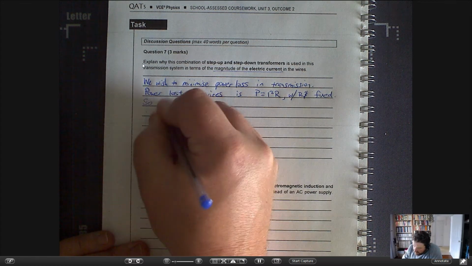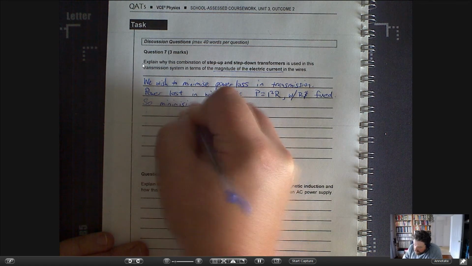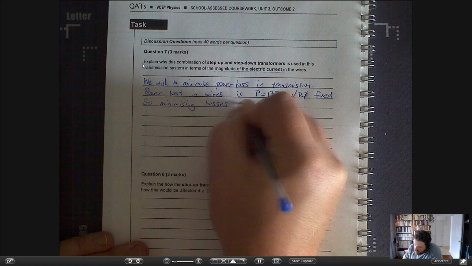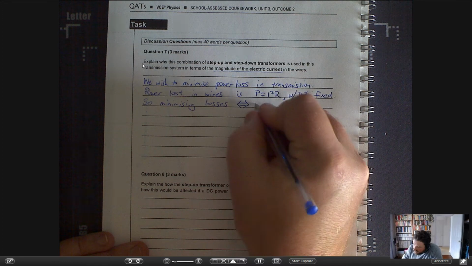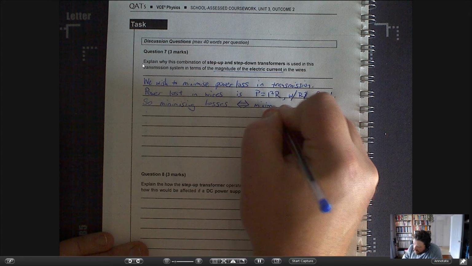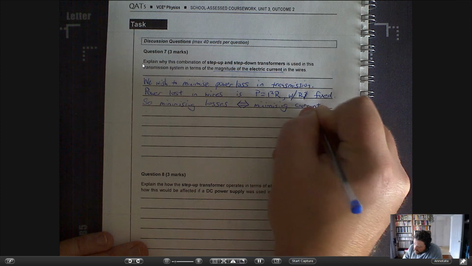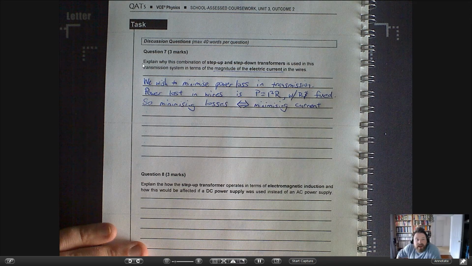So minimizing losses is equivalent to minimizing current. You could probably find some shorter way to say all that, but I'm trying to be really explicit here. So minimizing losses is the same as minimizing current.